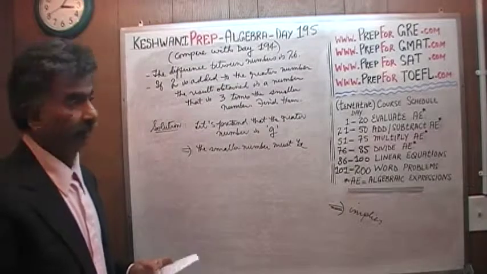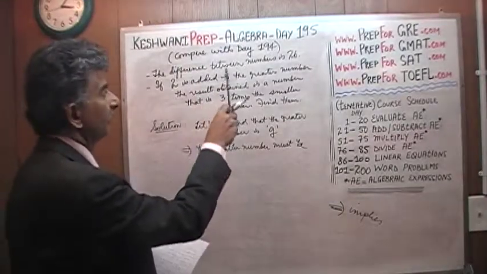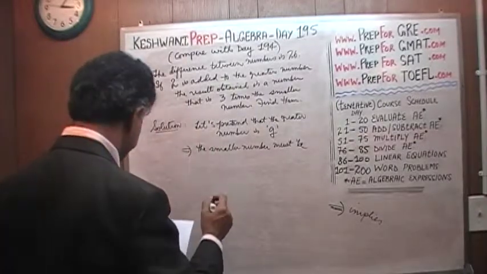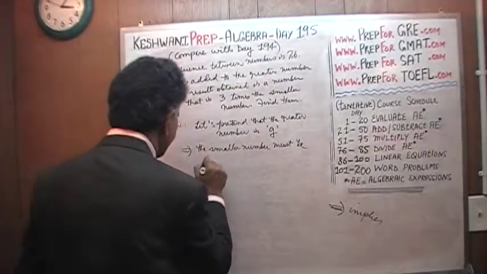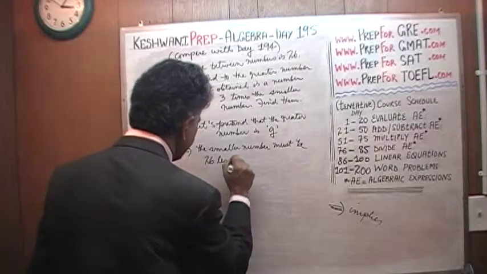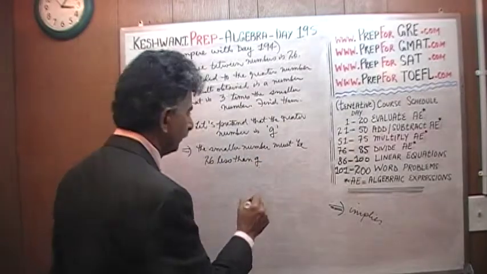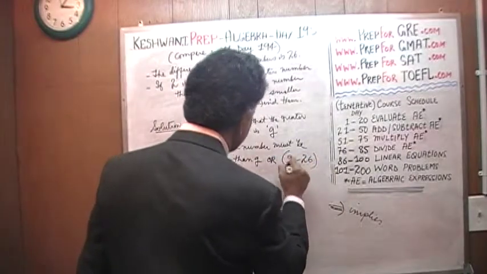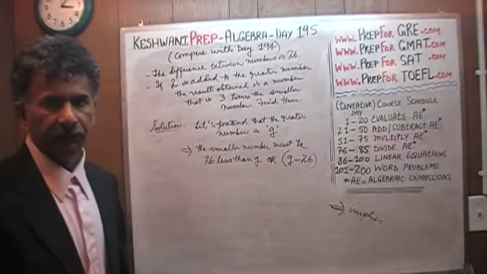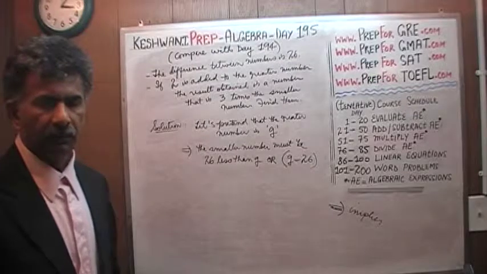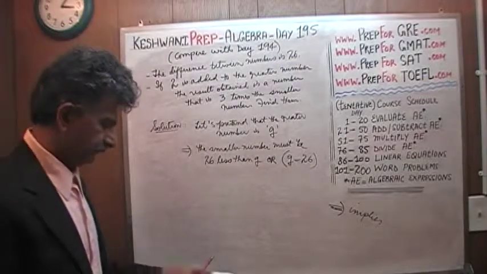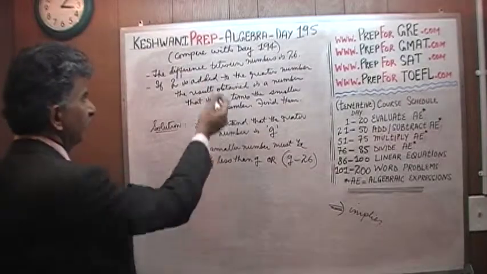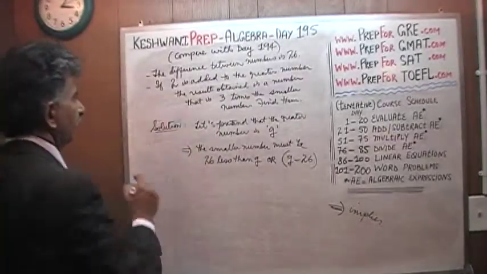than the greater number, because their difference is 26. The smaller number must be 26 less than G, or G minus 26. Whatever the quantity G is, if you take away 26 from it, that must be the small number. Now, here is our equation. So that's the first sentence. All of this came from the first sentence. Now we have to work on the second sentence.